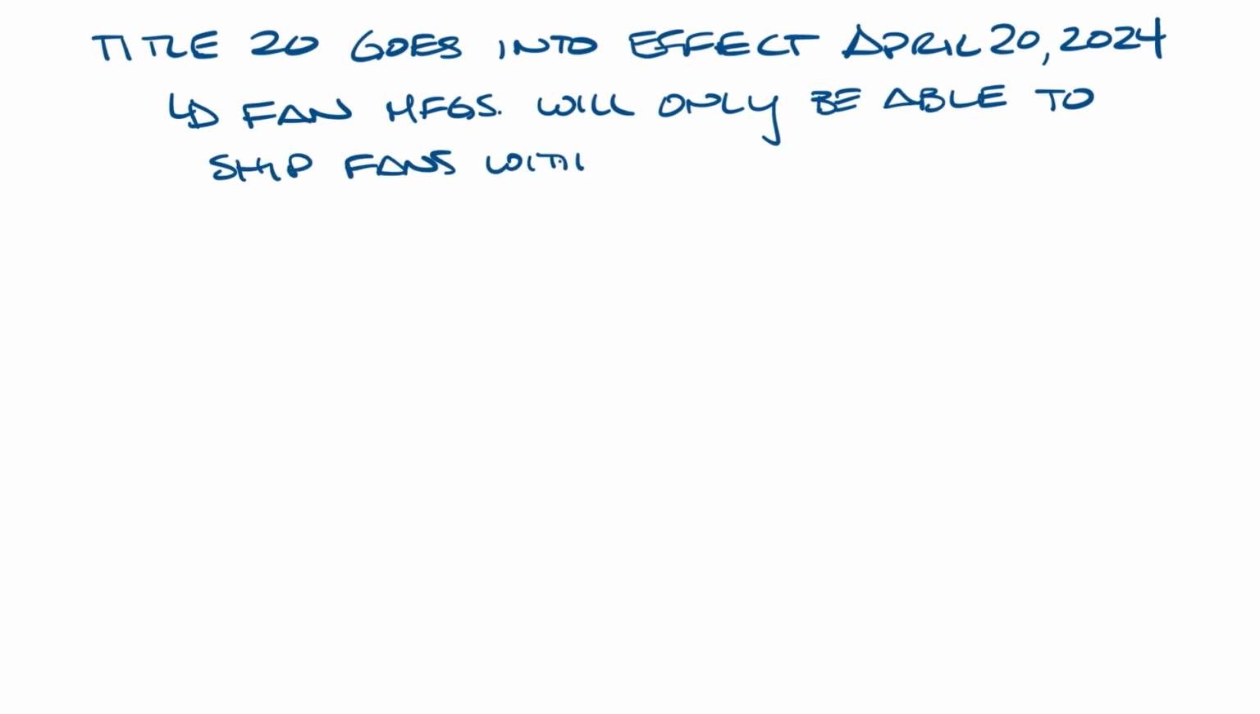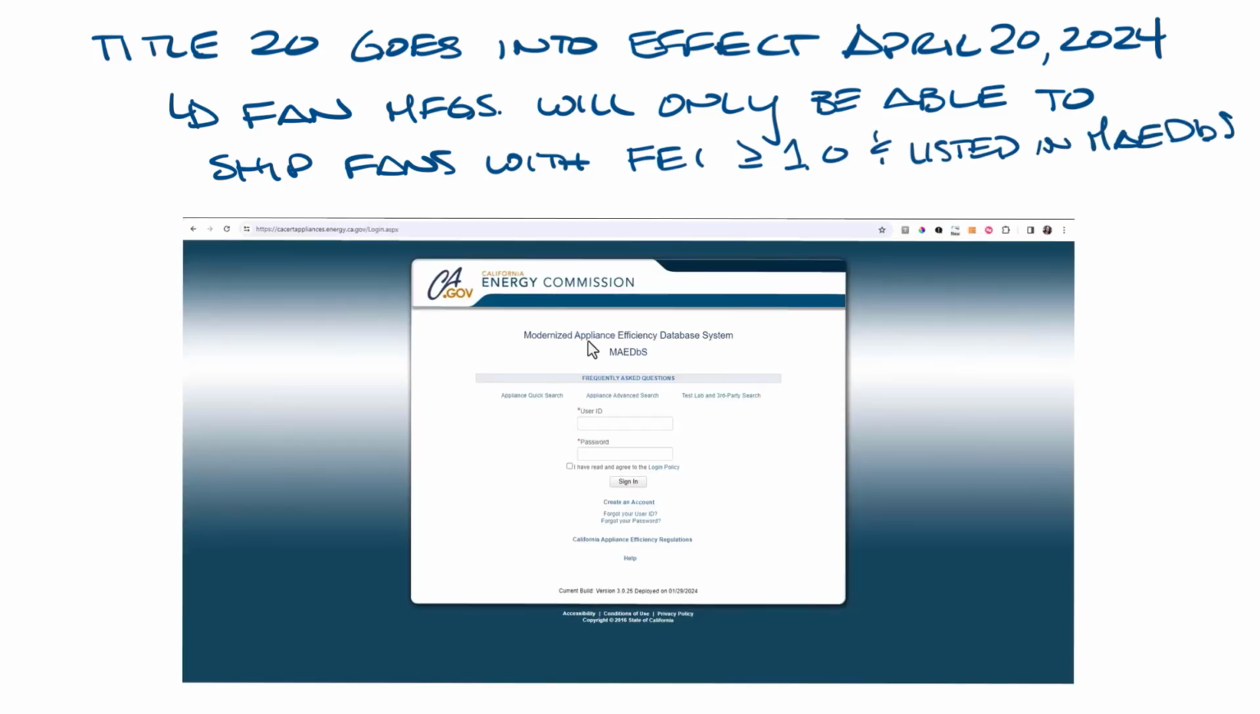Title 20 goes into effect on April 20th. That means that in the next couple of weeks, fan manufacturers will only be able to ship fans that are regulated by this, 1.0 horsepower or greater, to California if they have an FEI of 1.0 or higher and are listed in the database. So this is what the database looks like, and you can go look at it yourself. You don't need to have a login to go look up fans and manufacturers or any product for that matter.